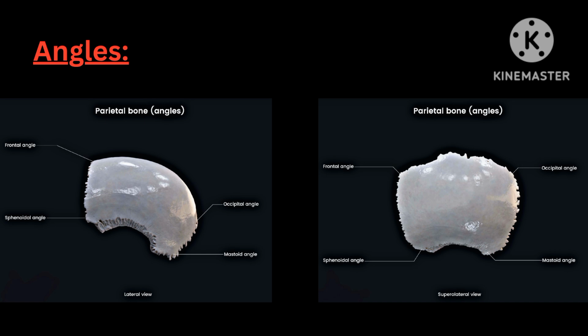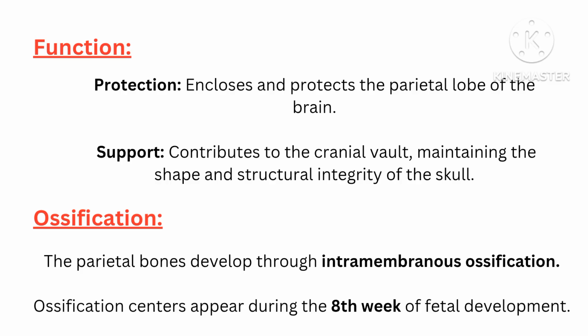Angles. Frontal angle, at the bregma, intersection of coronal and sagittal sutures. Occipital angle, at the lambda, intersection of sagittal and lambdoid sutures. Sphenoidal angle, articulates with the sphenoid bone. Mastoid angle, articulates with the mastoid part of the temporal bone.